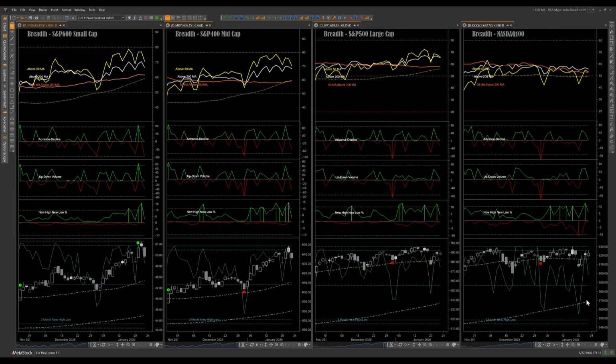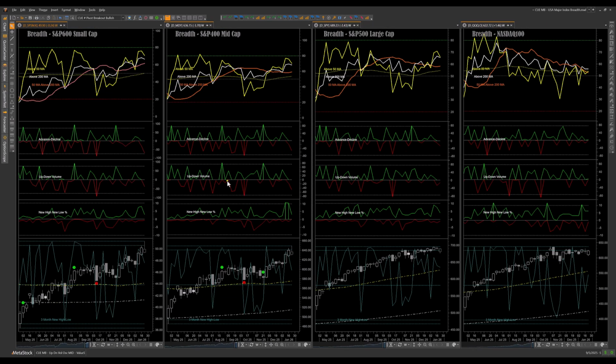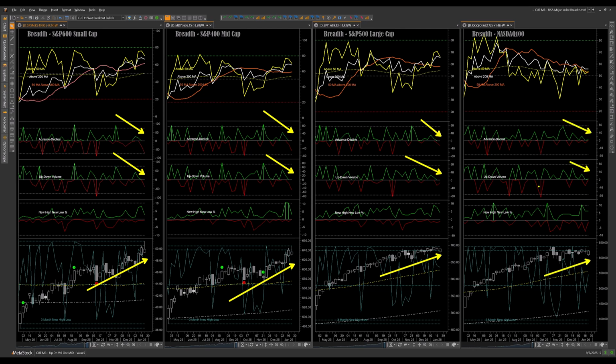Now let me switch to the weekly interval. The same pockets using weekly interval now. I came here to show that here also we have very clear bearish divergences in advanced decline and up-down volume across the board, though price is steadily going up. In all the pockets, up-down volume and advanced decline are coming down, creating sizable bearish divergences, and that is a cause for concern.